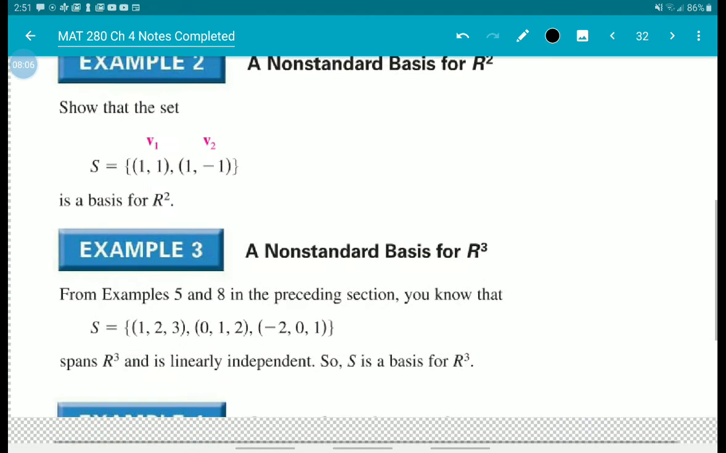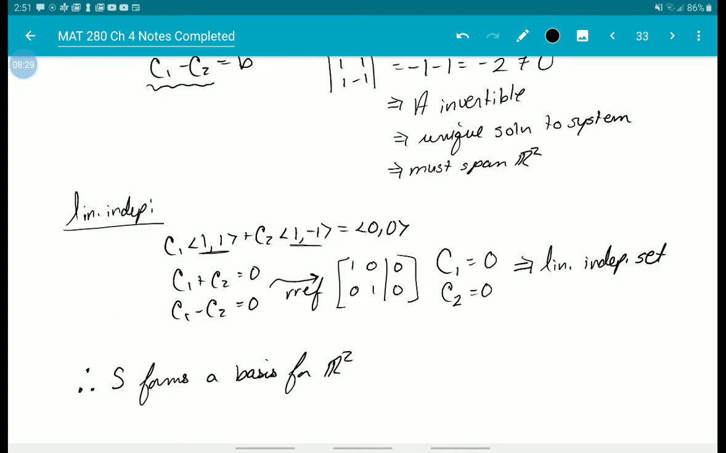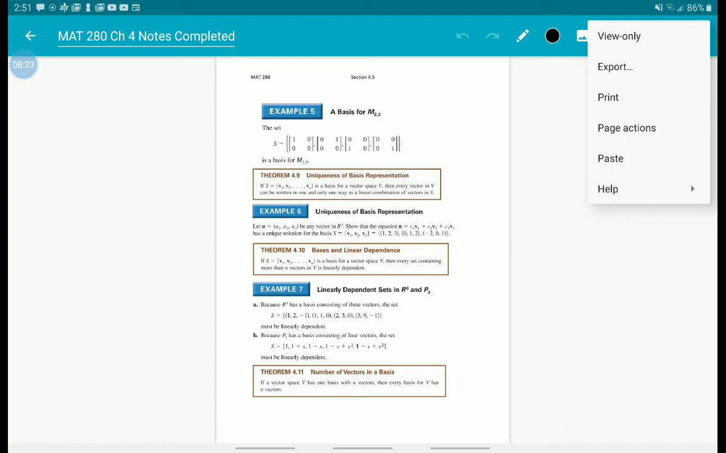Let's look at another one. Let's look at example 3. We're using this set, and we're going to show this forms a basis also. We're going to go through that same process. We need to show spanning and we need to show independence. You do have to show both. This is where you may want to pause the video and try it on your own, and then come back and check your solutions.